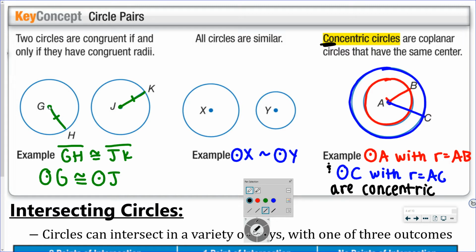The prefix con, for your English class. Anybody know what that means? We looked it up last class. It means with. So think with the same center.